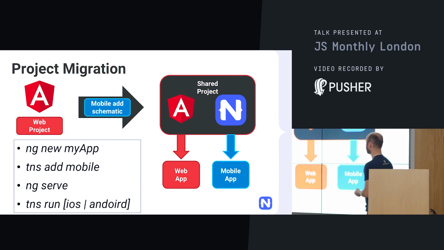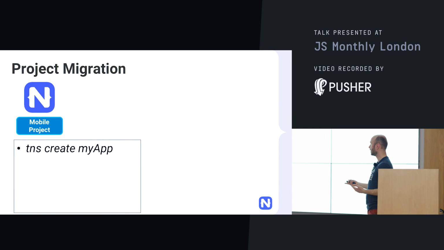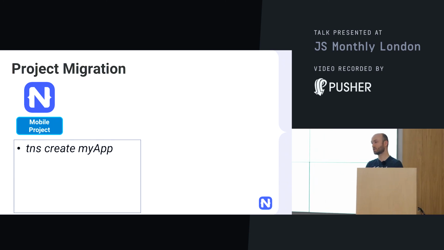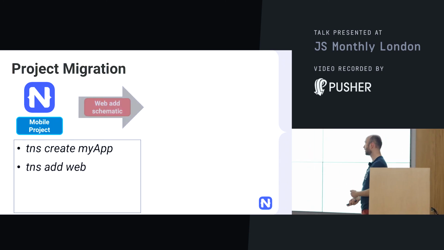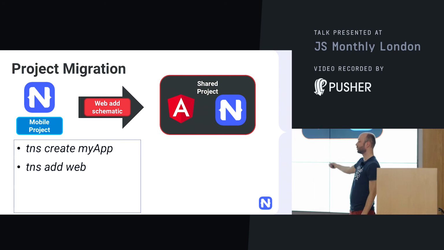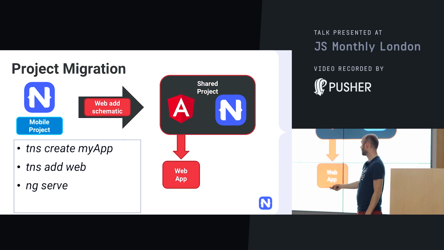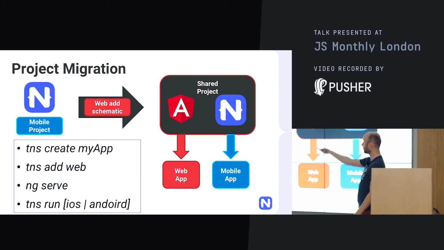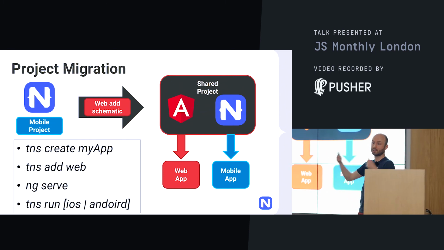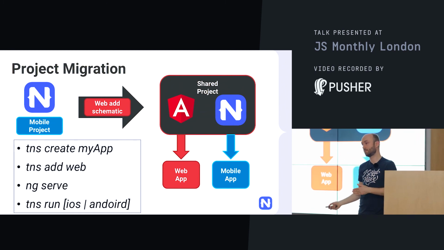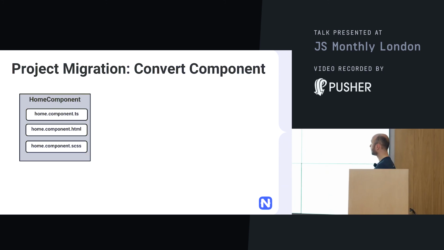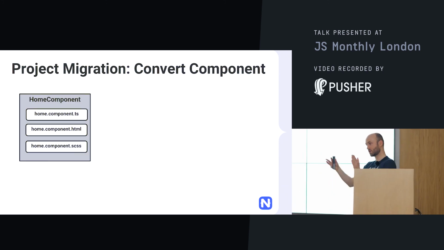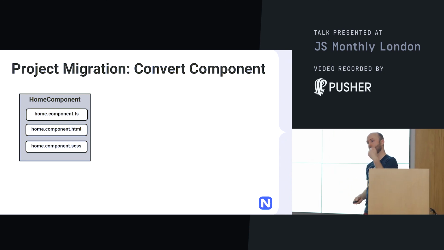Okay, that's the idea. Or vice versa, if you created a NativeScript project before and you want to convert it to a code sharing project, you should be able to run just TNS add web and then ng serve and then TNS run. So this part of the story I already finished, and now we work on the migration from web to mobile. The other part is, once you converted the project structure, then you could one by one start converting your components and your modules.